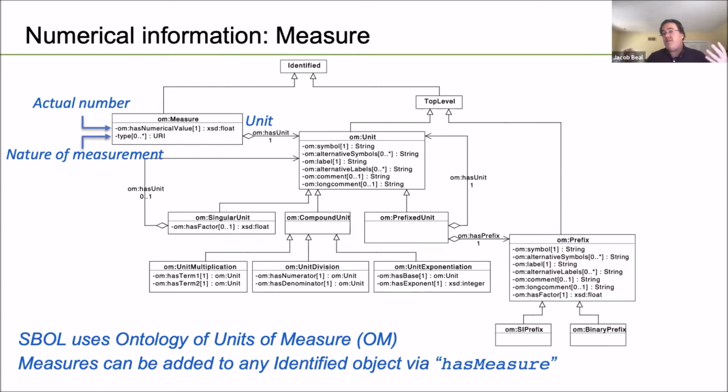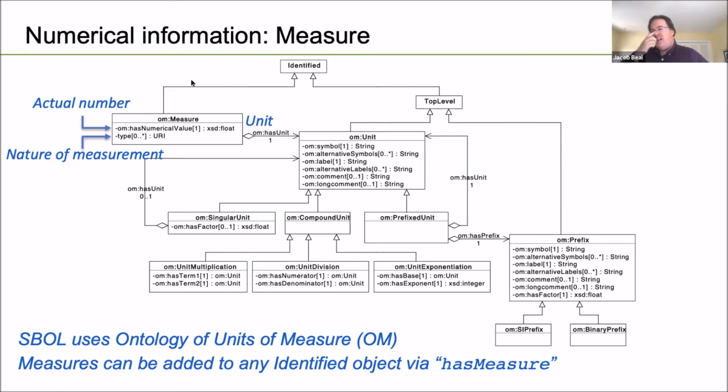Now let's talk about some of the other things we may want to say about our system. If we want to be able to talk about numerical information, we use the measure class. This is an import from the Ontology of Units of Measure. And you can add measurements to any type of object via the has-measure relationship. And a measure basically has three things in it. You've got a number, you've got a unit, and you've got a type that tells you what sort of measurement this is.